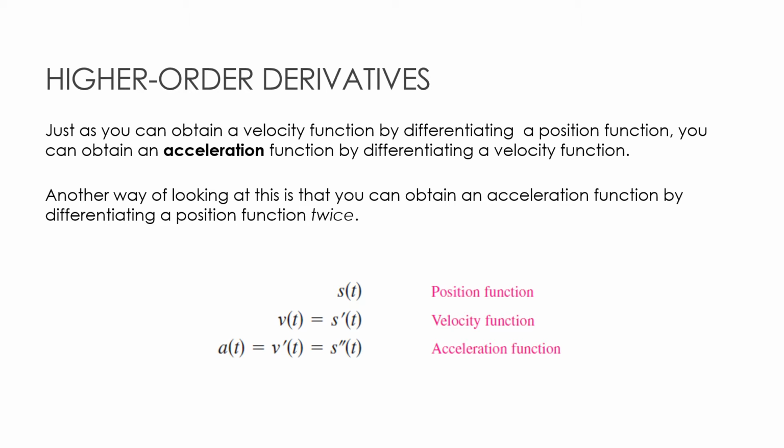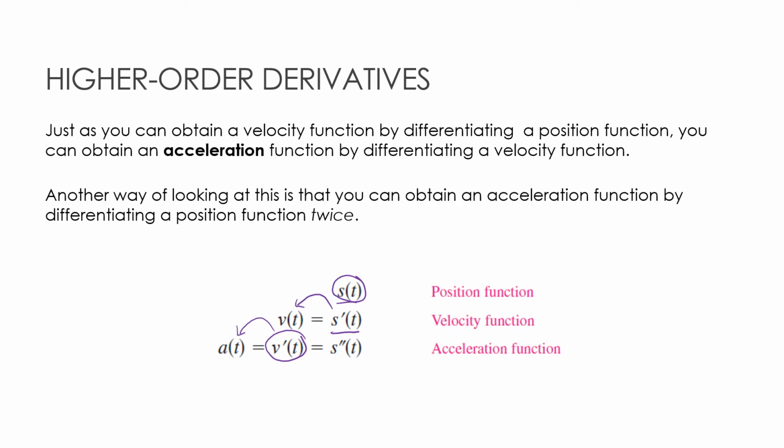Now let's take a look at some higher order derivatives. We talked previously about how we could find the position function, which is s of t. And then if we derived the position function, we would arrive at the velocity function, because essentially we're saying what is the change in position with respect to time, which is velocity. Now we're saying, what if we took the derivative of the velocity function? What is the change in velocity with respect to time, which is acceleration?